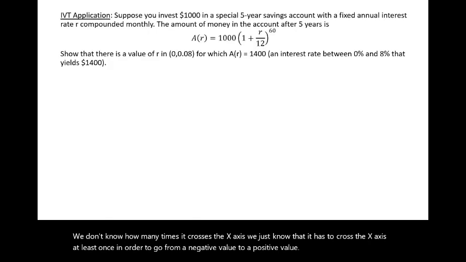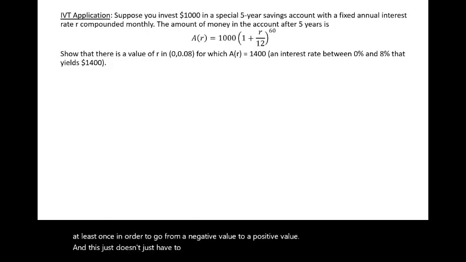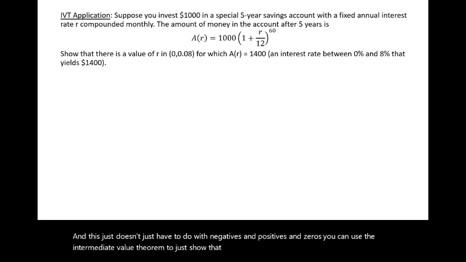And this doesn't just have to do with negatives and positives and zeros. You can use the intermediate value theorem to show that every single y-coordinate between the endpoints will have a corresponding x-coordinate at least once.